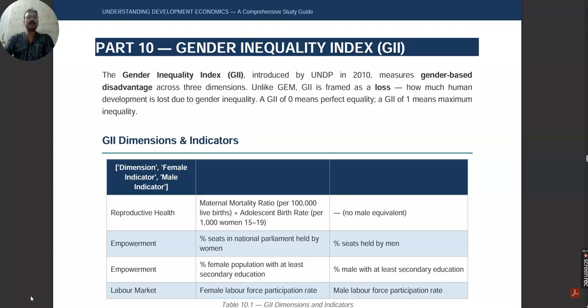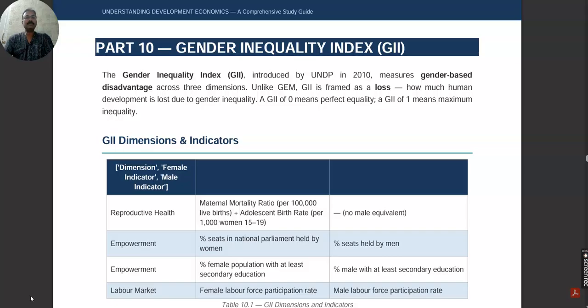So in the material, this is under part 10, the Gender Inequality Index, GII. This Gender Inequality Index, that is GII, was introduced by UNDP in 2010. It measures gender-based disadvantage across 3 dimensions. Unlike GEM, GII is framed as a loss. How much human development is lost due to gender inequality? A GII of 0 means perfect equality. On the other hand, a GII of 1 means maximum inequality.